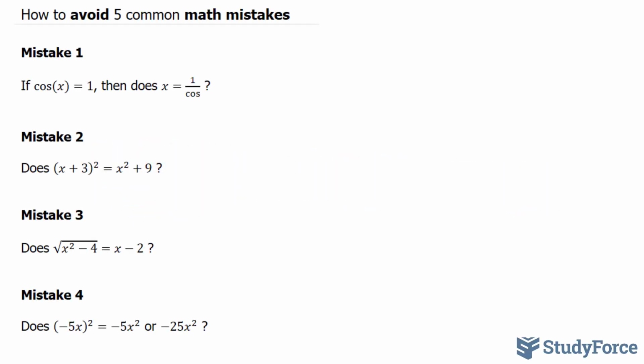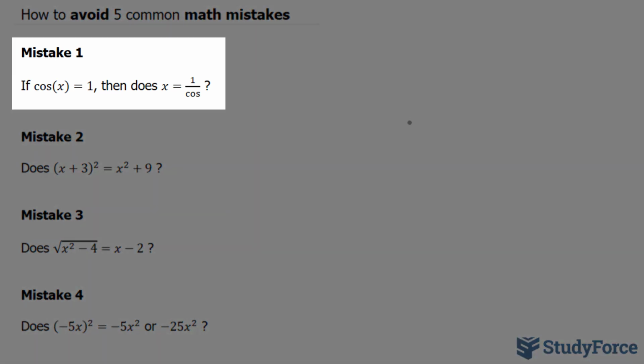In this video, we will explore how to avoid 5 common math mistakes. Ultimately, by avoiding these mistakes, you'll become a lot better at math. The first question asks, if cosine x is equal to 1, then does x equal to 1 over cosine?